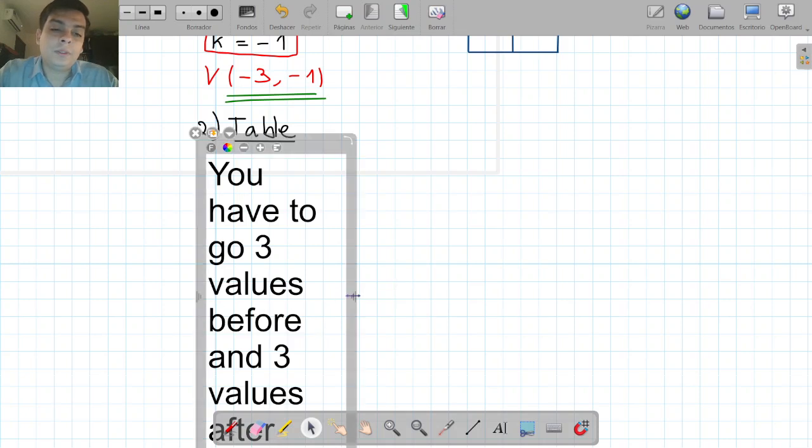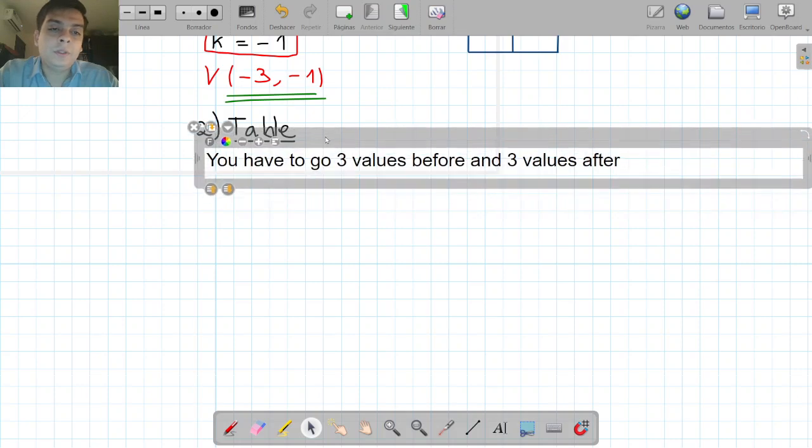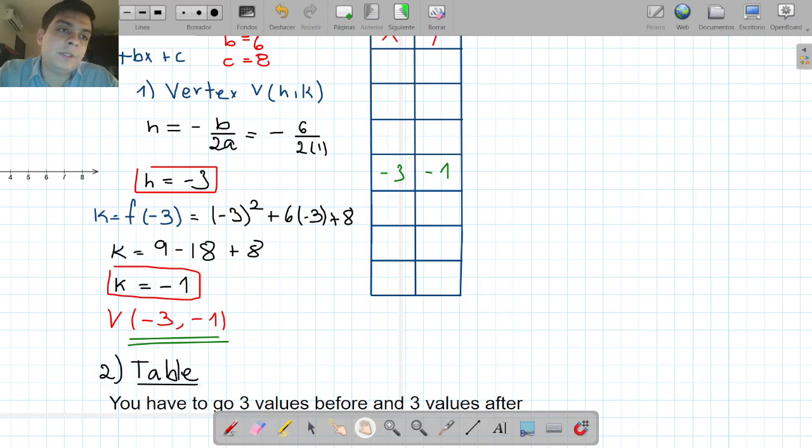So let me write this smaller. What it means is that, for example, here, remember, this is the vertex. I have to go to 3 values before, -4, -5, and -6, and 3 values after, -2, -1, 0.